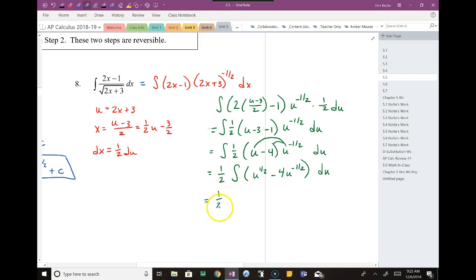Okay, my 1/2 is going to hang out front. Now I'm going to integrate. What is the integral of u to the 1/2? So add 1 to the exponent. What's 1/2 plus 1? 3/2. So if I divide by 3/2, that's the same as multiplying by 2/3.